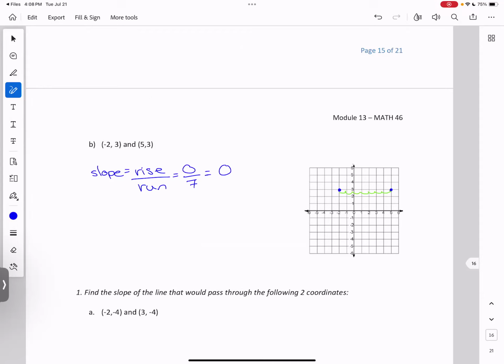And that makes sense because those 2 points would be on a horizontal line, which is boring to ski, which means it has a slope of 0. It is 0 fun to ski.